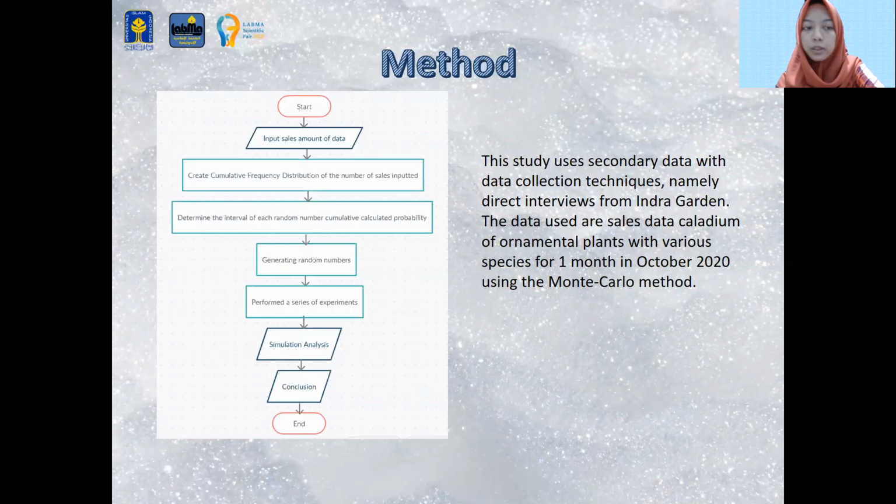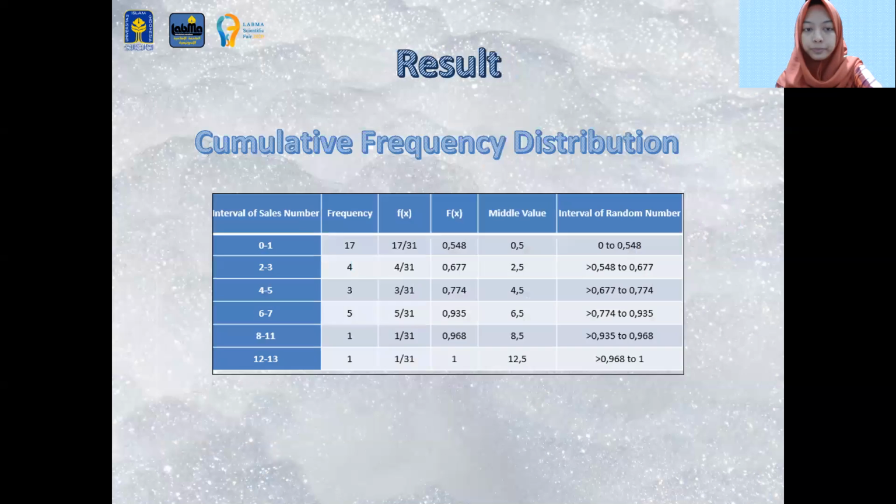This is the flowchart of the Monte-Carlo method. First, input the sales amount data, then create a cumulative frequency distribution of the number of sales inputted. Determine the interval of each random number from the cumulative calculated probability, generate random numbers, perform a series of experiments, and then simulation analysis, and the last is conclusion.